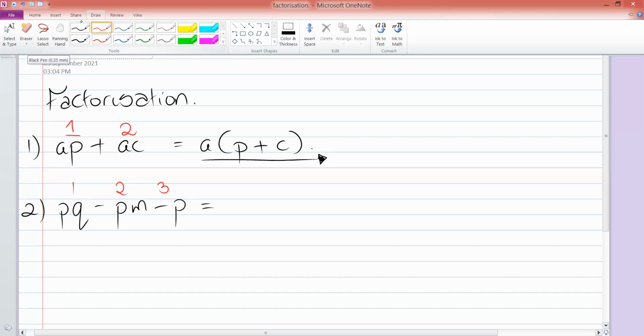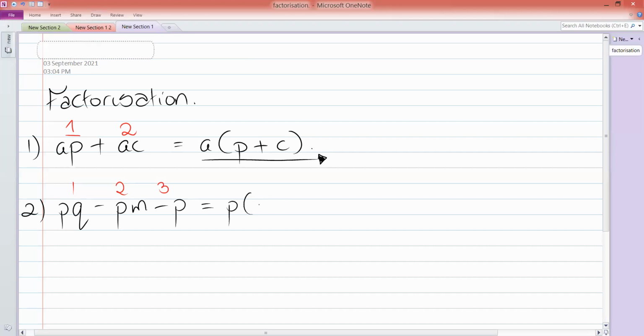So remember, when you factor out something, you have to make sure that whatever is left in the brackets has to match the number of terms you had originally. Okay, so let's see what's common that we can factor out. P. Perfect. So we factor out our P. We're going to be left with Q minus M. Then what's the last term? Who can tell me what the last term is going to be? -1. Brilliant. Well done.